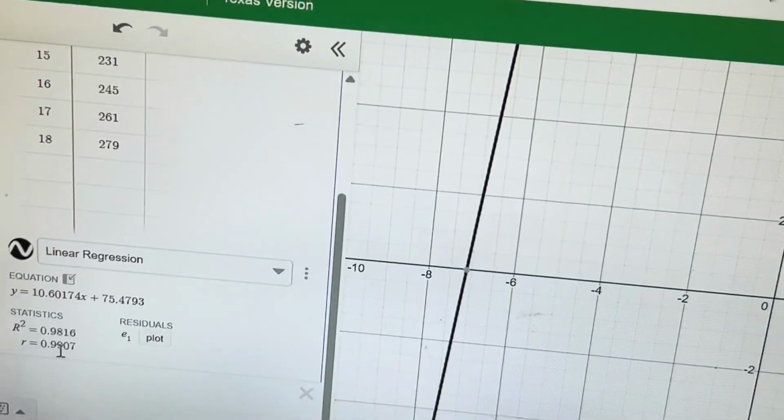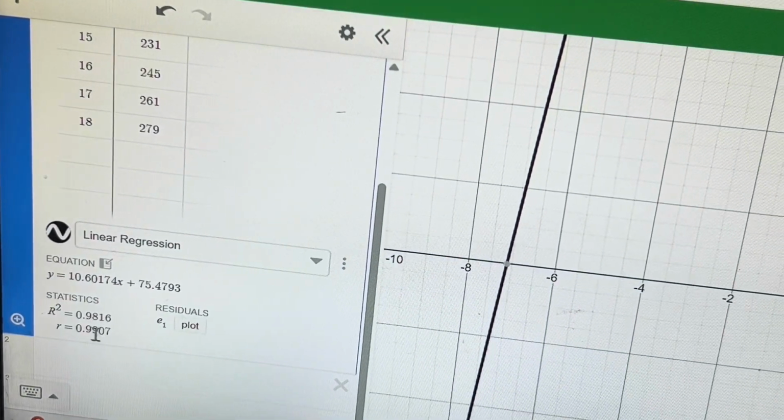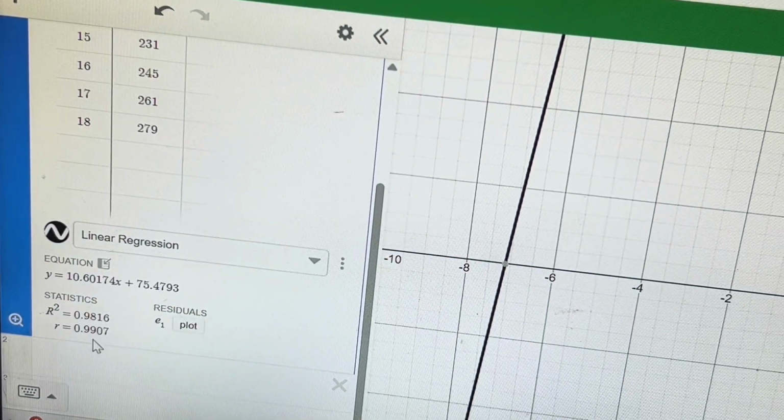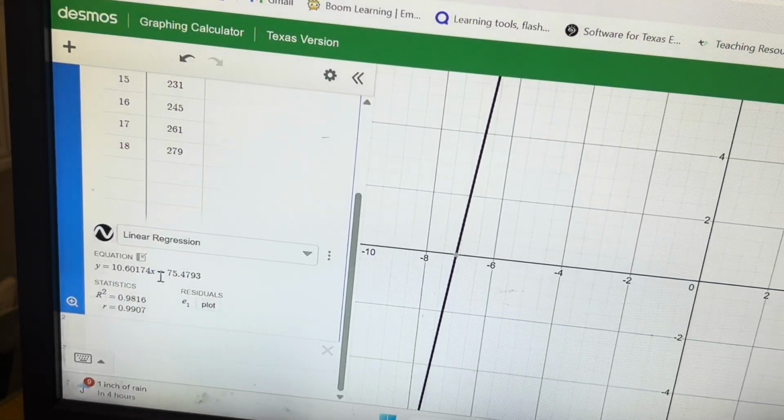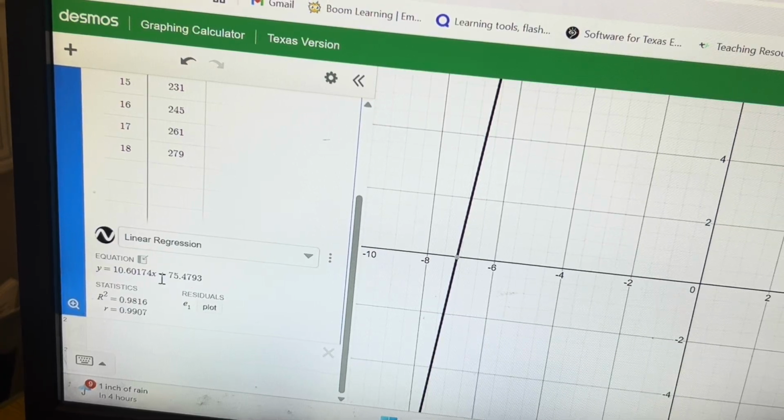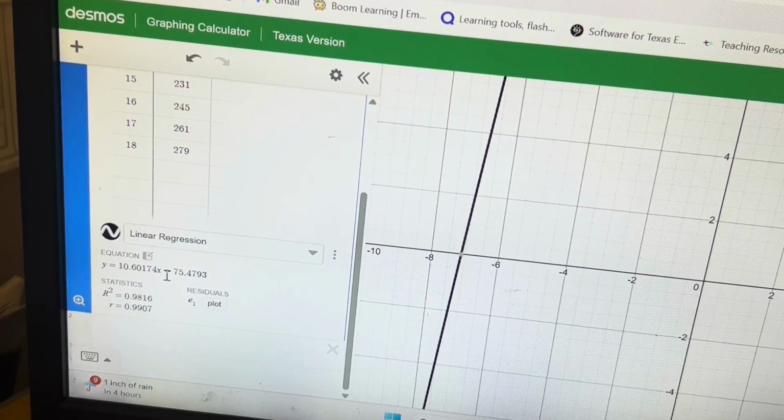So if you look at R, it would be 0.99. Not much of a difference, but you still have to look at R. So my equation, if I look at my notes, would be y equals 10.60x, and my y-intercept would be plus 75.448 if I rounded. Now, the nice part about Desmos is I can use that decimal. I don't have to round, and it would give me an even more accurate answer.